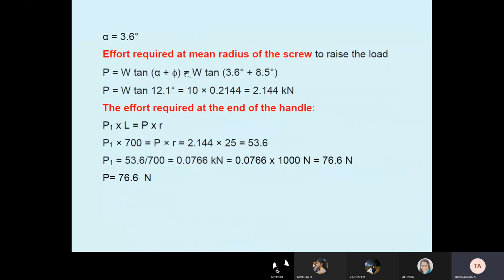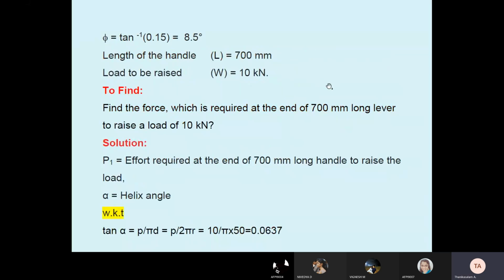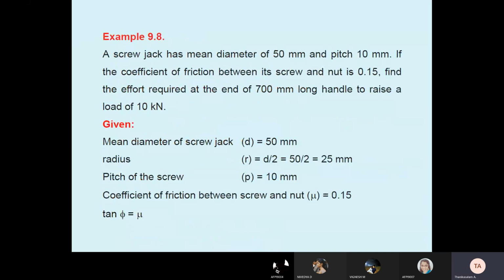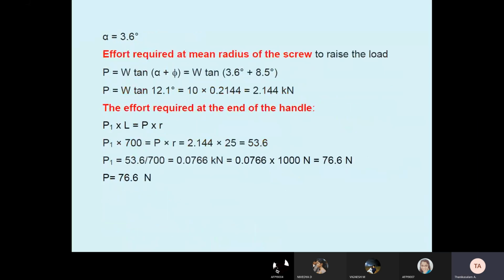So phi we already calculated. Phi equal to 8.5. How do you calculate 8.5? We know mu equal to tan phi. Therefore phi equal to tan inverse of mu. So phi equal to 8.5.